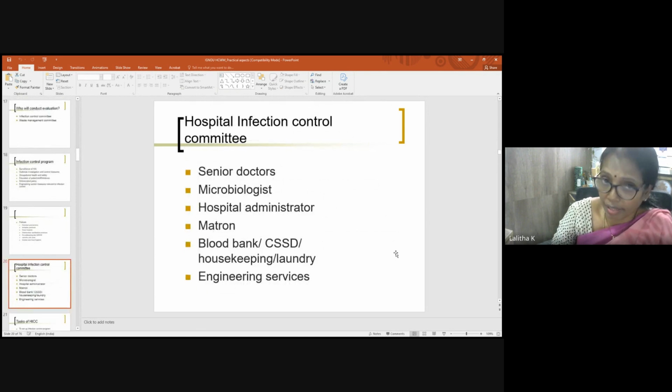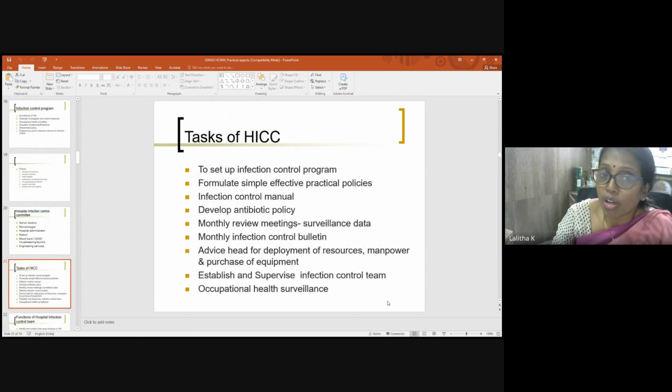I think you all are aware that we have a hospital infection control committee in major hospitals. Usually it will be headed by the hospital administrator. We'll have members from senior doctors, microbiologists, matron, and housekeeping. Engineering services also should be there. So, as I was telling, the biomedical waste management committee can be a part of the hospital infection control committee, or it can be working independently. So, what is the role of HICC?